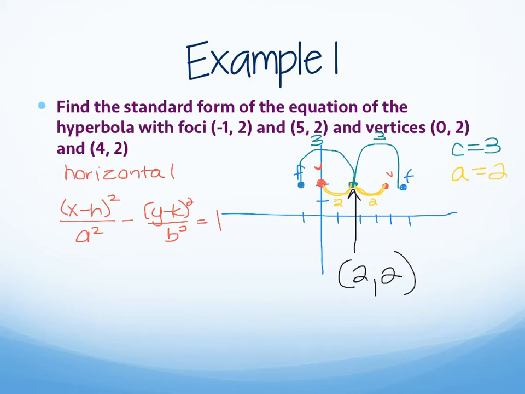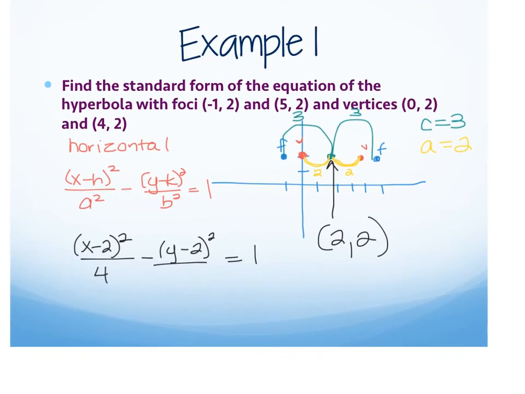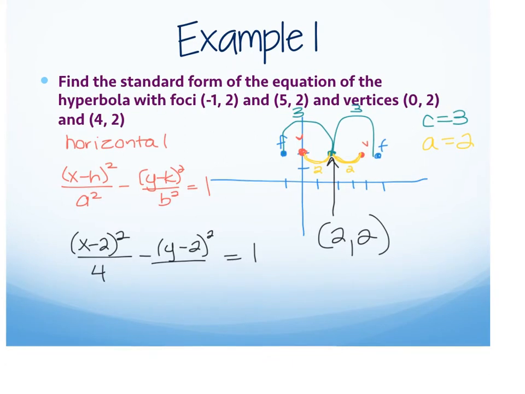With me so far? So I can already say (x minus 2) squared over a squared, which is 4, minus (y minus k) squared, which is 2 squared, over the only thing I don't know, which is b, equals 1. And what do we say the relationship between a, b, and c is? c squared equals a squared plus b squared. Good.